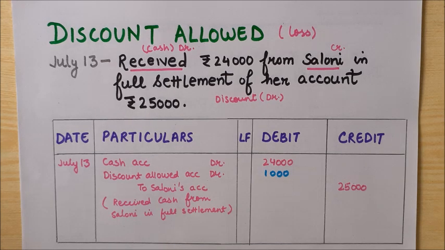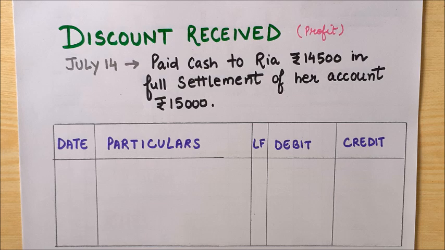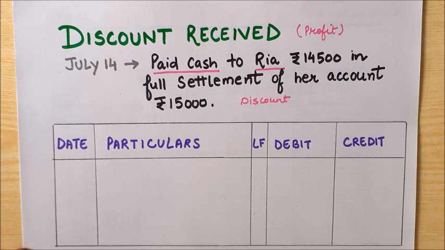And here is the narration, received cash from Saloni in full settlement of the account. Let's see how the transaction will be recorded in case of discount received. Since you are receiving the discount, it will be profit for the organization as you have to pay less.